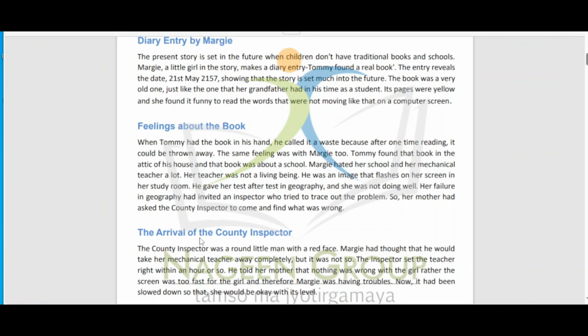What is the activity of the mechanical teacher? Daily, in the routine of the geography subject, he usually gave test after test to Margie, and she was not doing well. In those tests, her performance was not good. Her failure in geography had invited an inspector who tried to trace out the problem. As she performed very poorly in geography, her mother invited a county inspector, who tried to trace out the problem. To rectify it, her mother called for the county inspector to find out what was actually the problem.